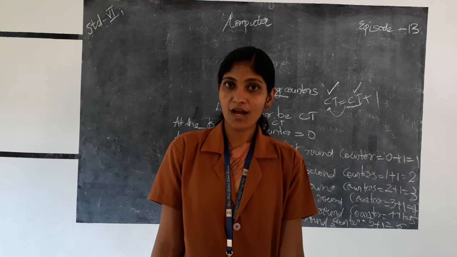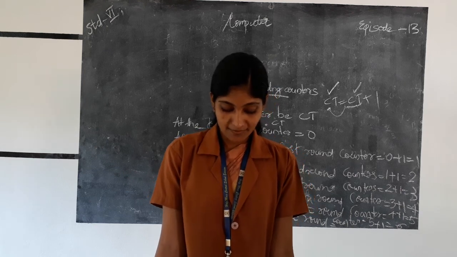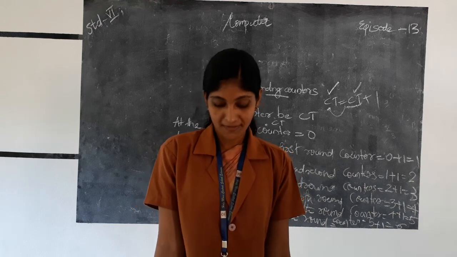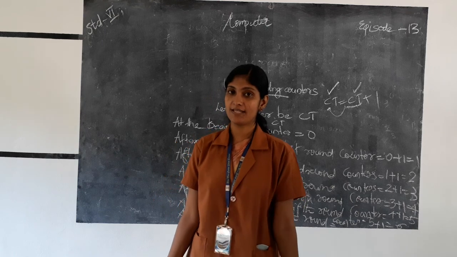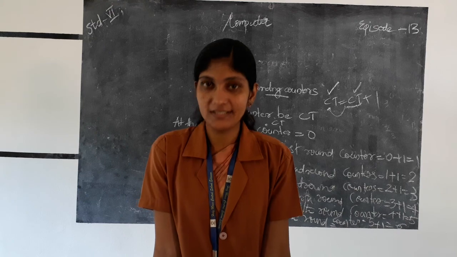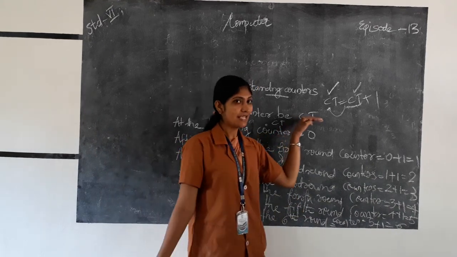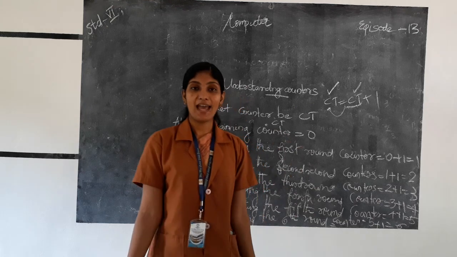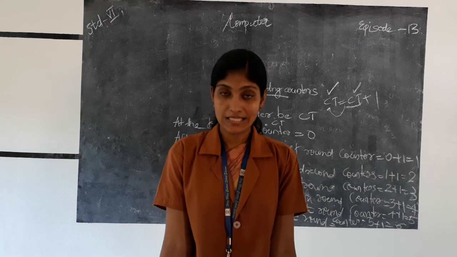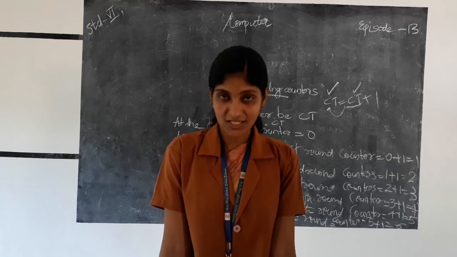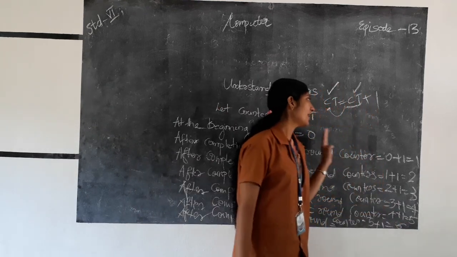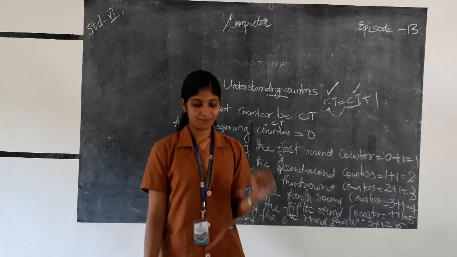So the definition of counter is, the counter is a variable which is used to keep track of the number of repetitions in a loop. So what is a counter? Counter is a variable. Here CT is the counter. It is used to keep track of the number of repetitions in a loop. Here how many repetitions? 6 repetitions. So the value of CT is equal to 6.